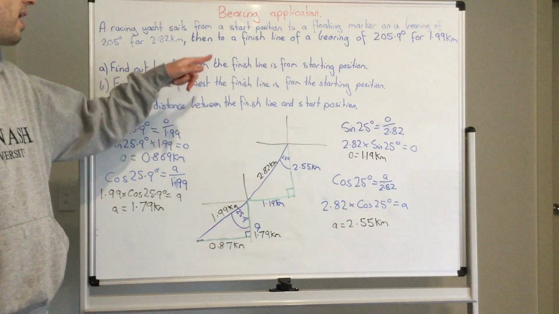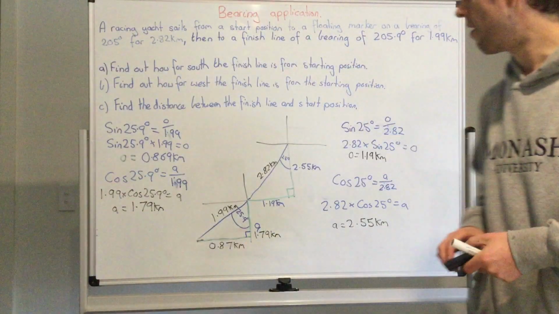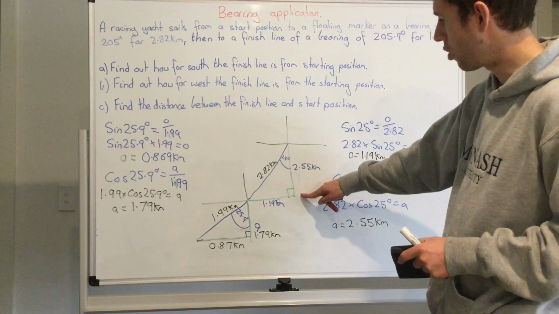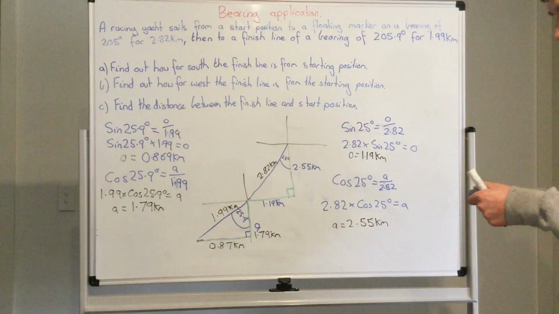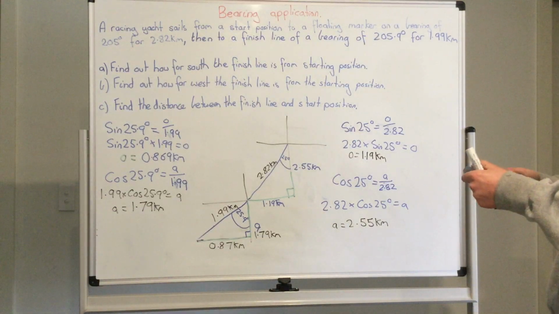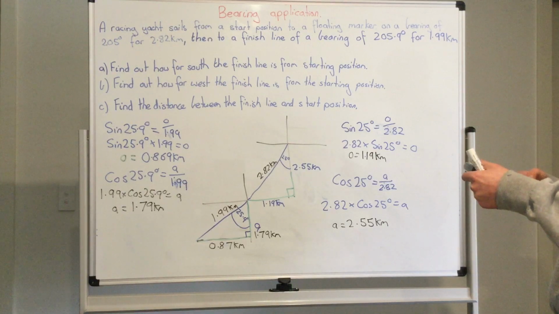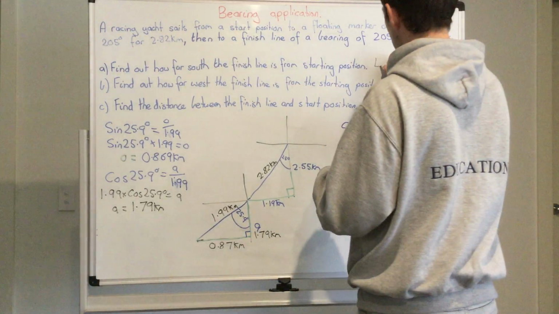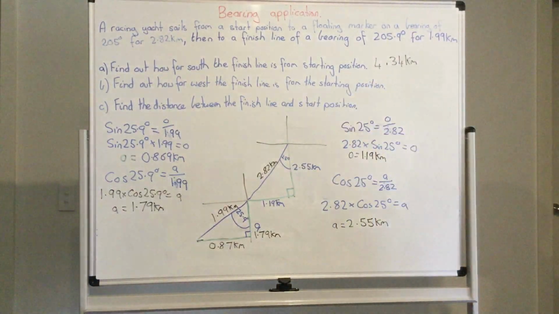Find out how far south the finish line is from the starting point. Well, to find out how far the finishing line is, we've got this 2.55 plus more going south at 1.79. So 2.55 plus 1.79, and that tells us it's 4.34 kilometers. Let's have a look at our next part.